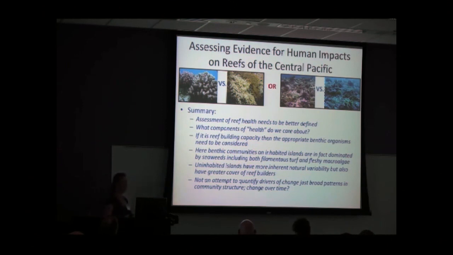So I would argue that we need to perhaps reassess what we mean by reef health. If we care about reef building capacity, we should probably include CCA in our assessments of reef health. We need to think more carefully about what we mean when talking about that. From these data, we've seen that inhabited islands tend to be dominated by fleshy filamentous turf and macroalgae, whereas the uninhabited islands have a greater variability, but are more generally dominated by these reef builders.